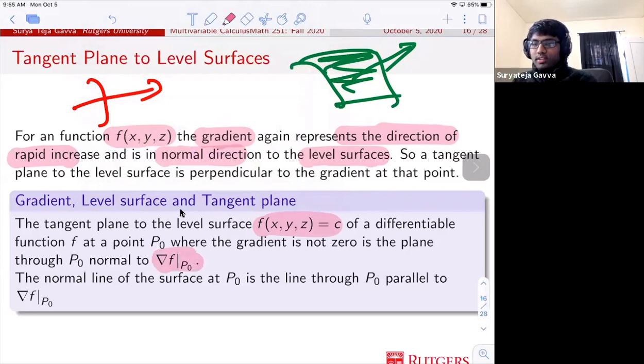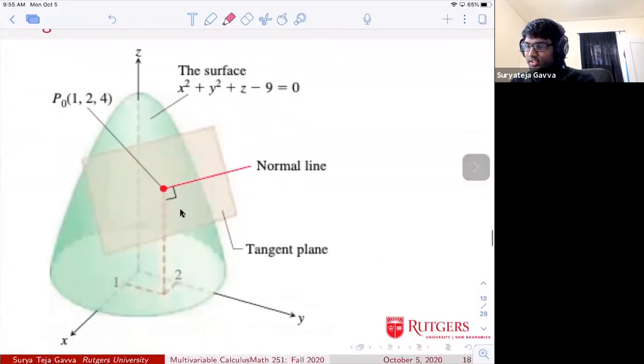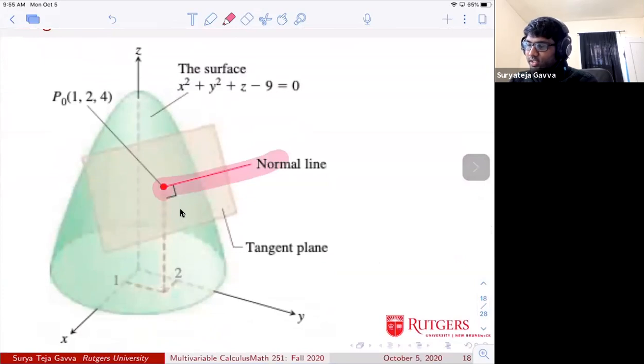So if you want to compute the tangent plane, you have to just compute a plane perpendicular to this vector. The gradient vector is perpendicular to the surface, or the normal to the surface. Okay, so this is an example. This will give you the direction of the gradient. And now if you want to compute the tangent plane at that point, it's the same thing as computing a plane which is perpendicular to this direction. Okay, so we know how to do this. Let's try to do that.